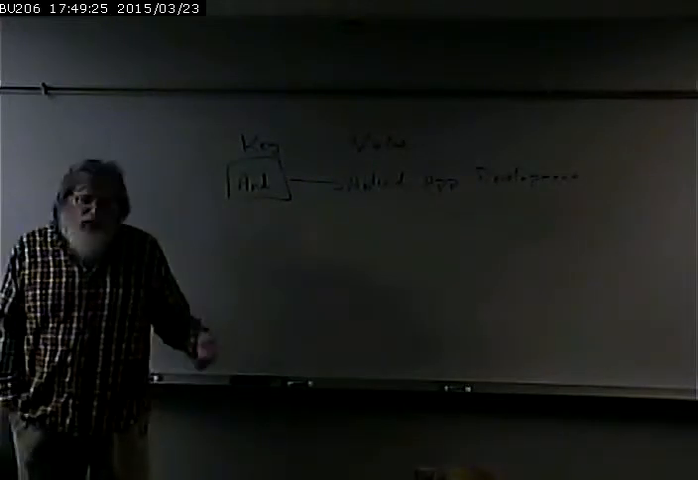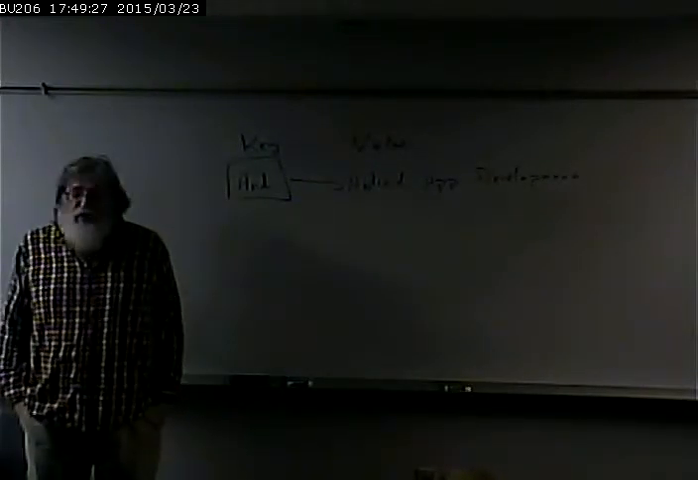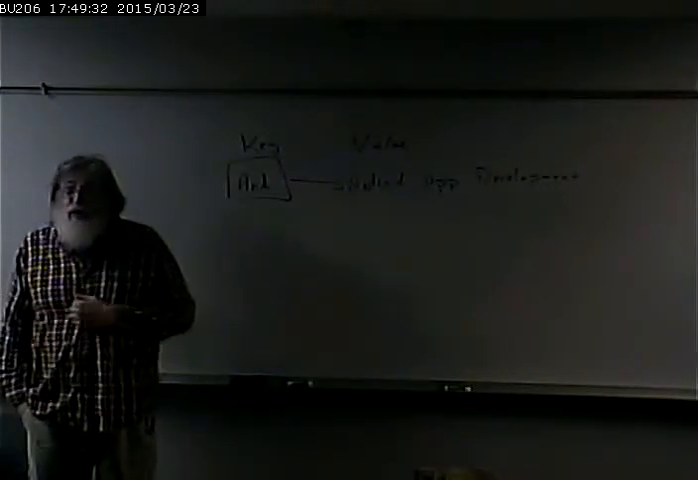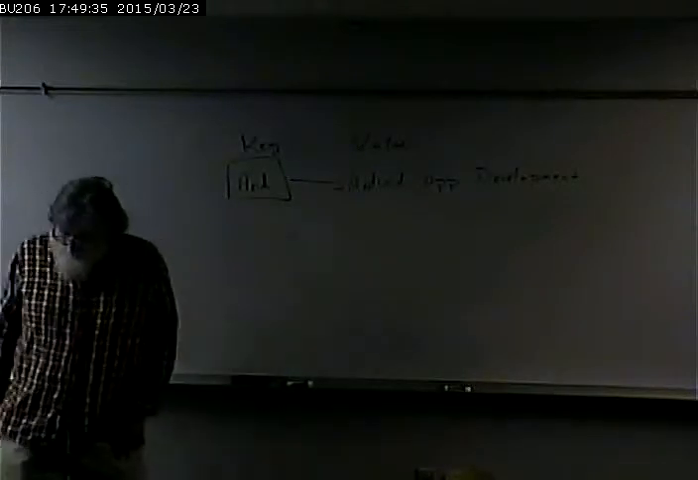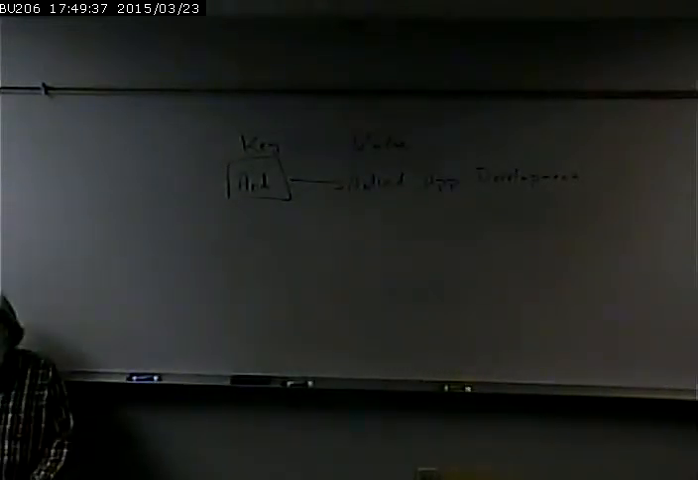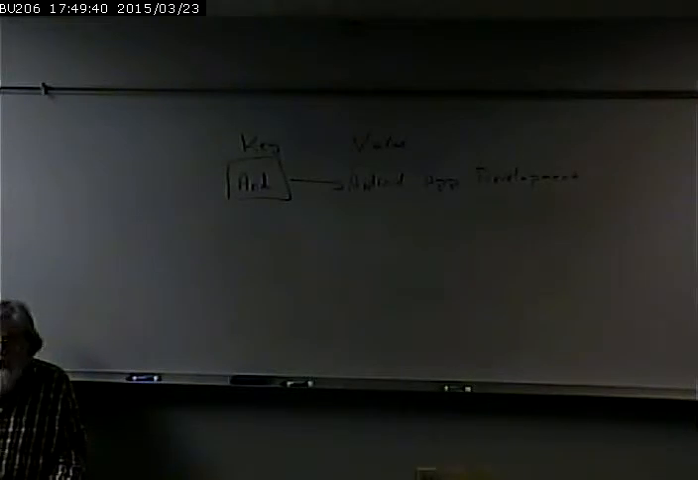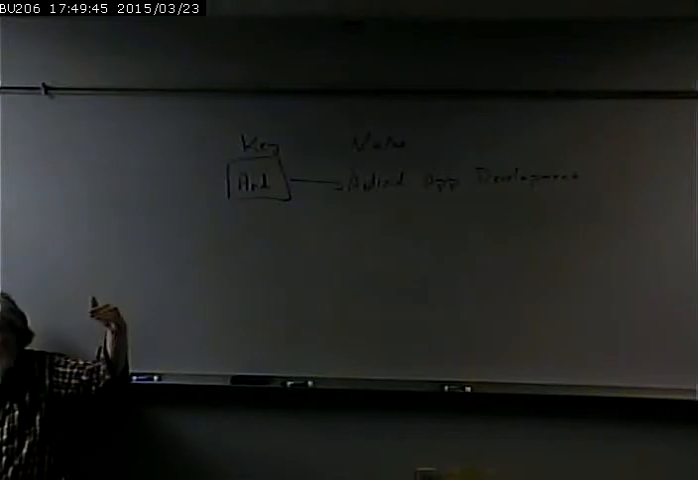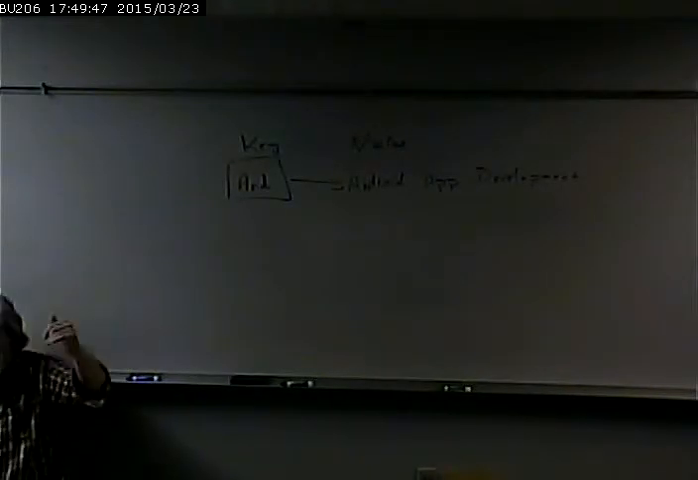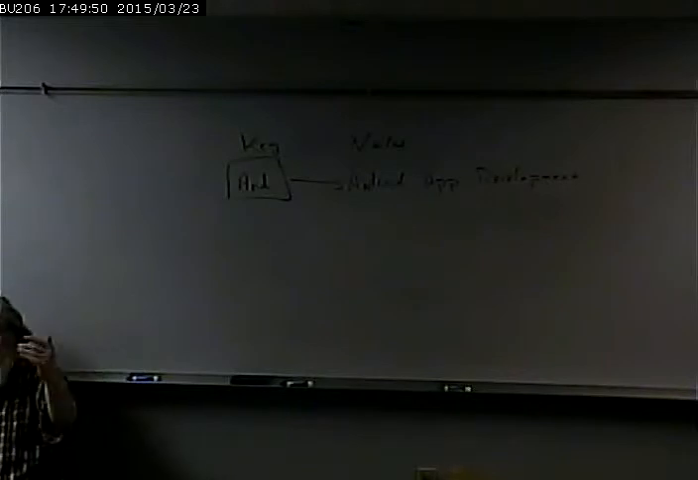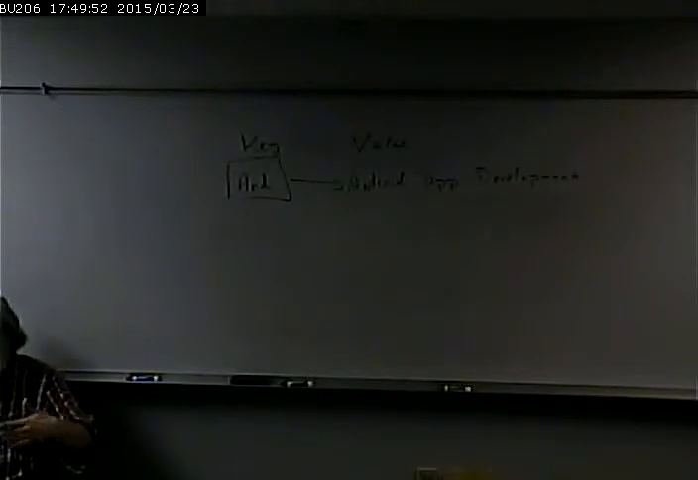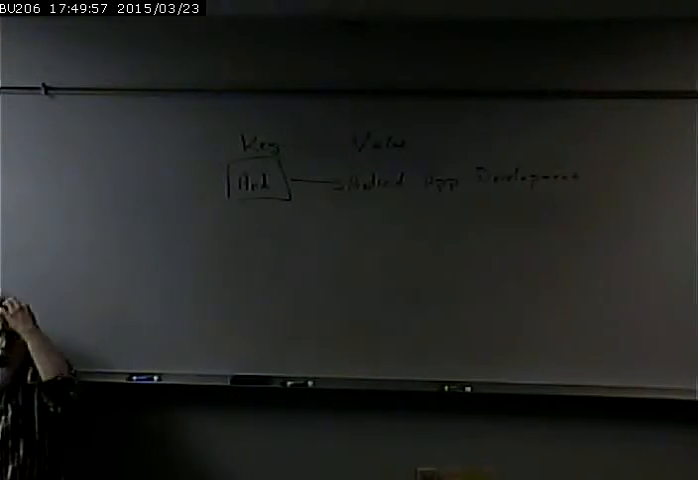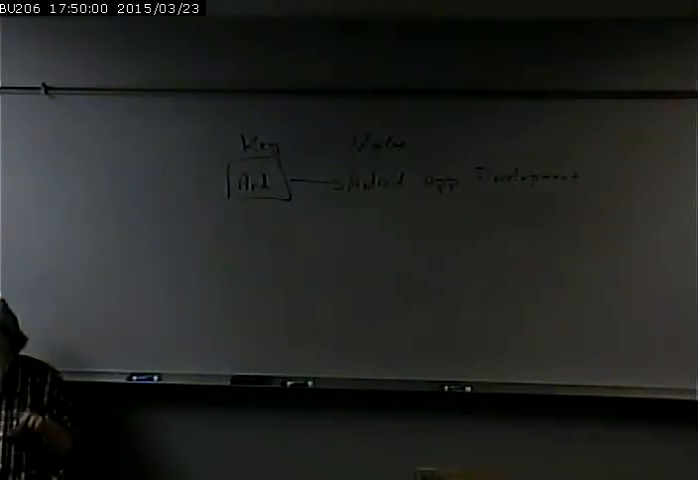You could use shared preferences, for example, to store a user's profile. A user's profile is going to be something like their name, their email address, their telephone number. And again, you could create a shared preference where one of the keys was name, and the value of that would be the person's name. One of the keys was email, and the value would be the person's email address, and so on down the line.